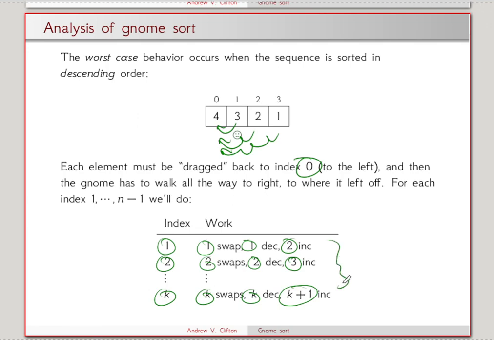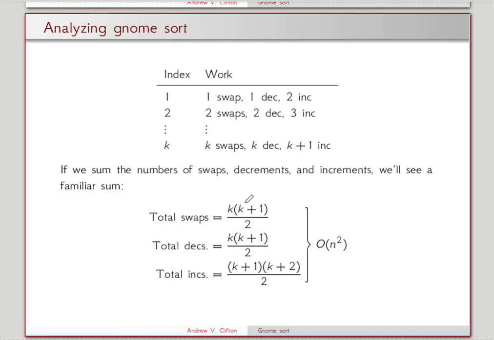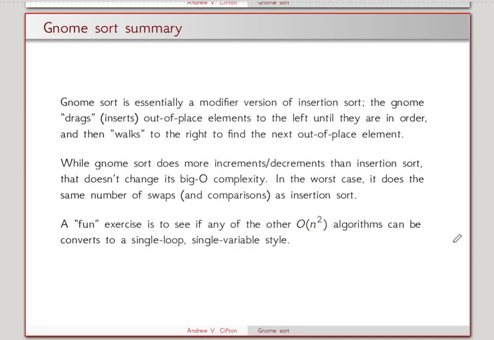So the total work is the sum of the stuff in this right-hand column. But notice that that sum is one we've seen before, right? It's 1 plus 2 plus 3 plus 4 plus and so on. So the total number of swaps is k times k plus 1 over 2. Total decrements is the same, and total increments is a little bit different, but they are all basically n squared when we get to position n. So the worst case for gnome sort is an O of n squared algorithm.